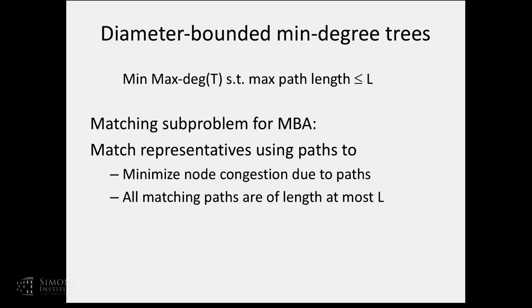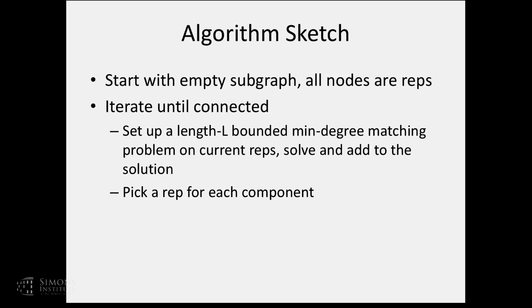Because I just have to solve the subproblem. I need to define an auxiliary graph, where I want to find this matching, where I match everybody to somebody else using paths of length at most d, and I minimize the node congestion, okay? And you can do that, and that's what I did in my first paper. So this is what you do. You start with an empty subgraph, every node is a representative, and you iterate until you're connected. You set up this L-bounded min-degree node congestion matching problem, add it to the solution, and then continue until you get a big tree.